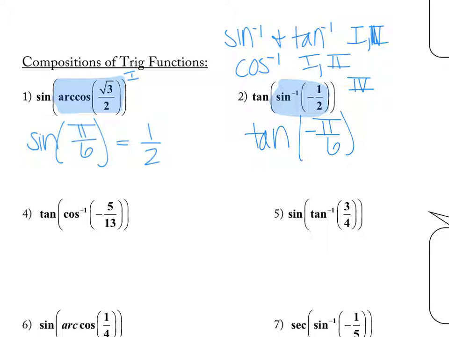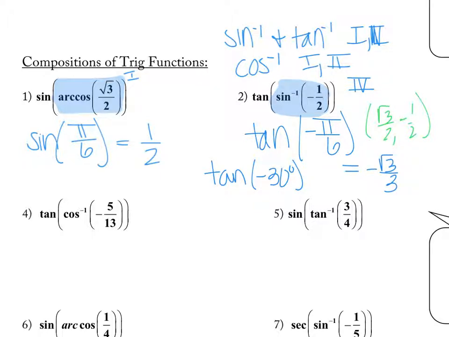Okay, so remember that when we're working in inverses, we're always working in radians, but if the negative pi over 6 kind of confuses you, remember that this is the same thing as the tangent of negative 30 degrees. Okay, so that would be root 3 over 2 and negative 1/2. So when we evaluate this, the tangent of negative pi over 6 is going to be negative root 3 over 3.